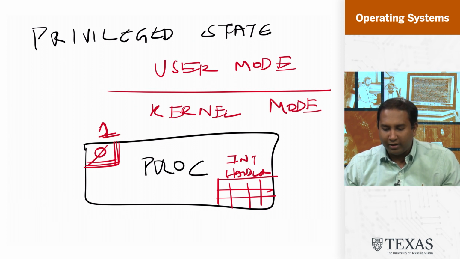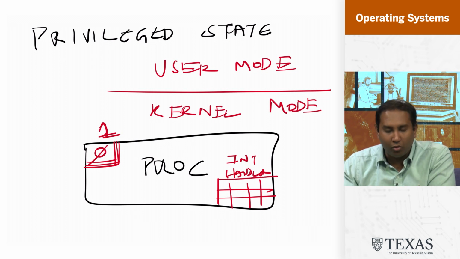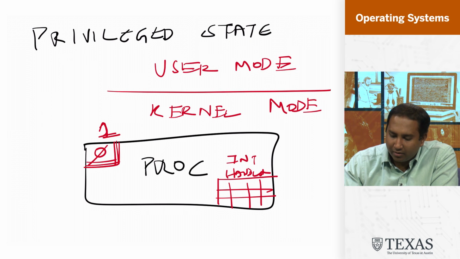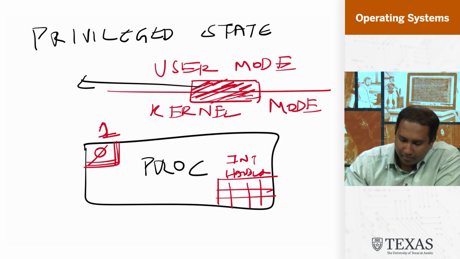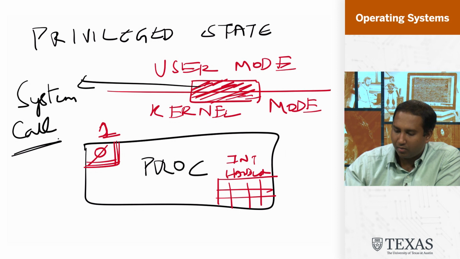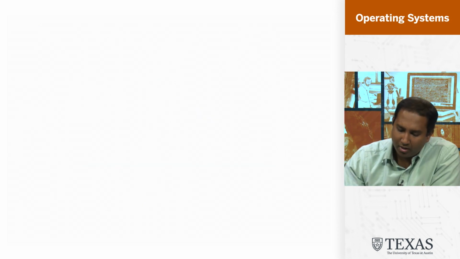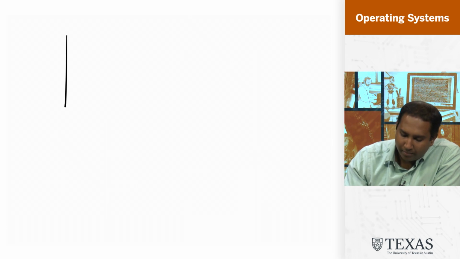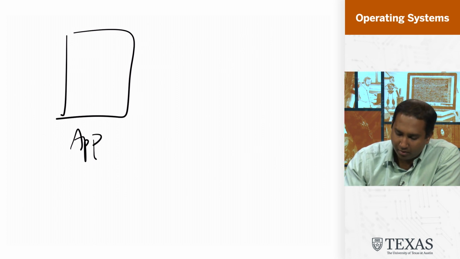One more detail here is, if your application is running in user mode, how does it actually go to kernel mode and back? This thing is called the system call. Right? So this interface between user mode and kernel mode is what is called a system call. Okay, so let's go into that in a little bit more detail. Your application is running along. This is in user mode.